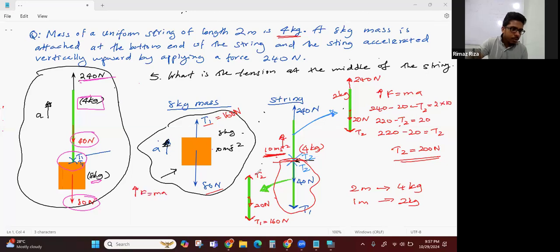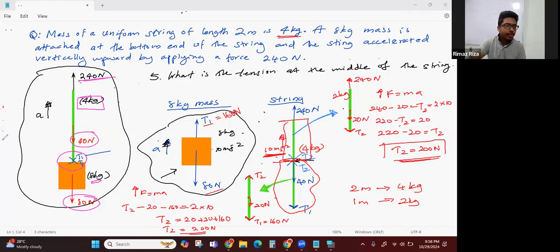So we can apply F equals ma vertically upward to this part of the string. T2 minus downward 20 minus downward 160 equals the mass, 2 kilogram, into acceleration, which we take as 10 meters per second squared, because we found that. So minus 20 comes to this side as plus 20, and minus 160 comes to this side as plus 160: T2 equals 20 plus 160 plus 20, and again we get the same value, 200 Newton. So we get the same answer, 200 Newton and 200 Newton. If you want to find the tension here, you can consider either the top half of the string or the bottom half of the string.